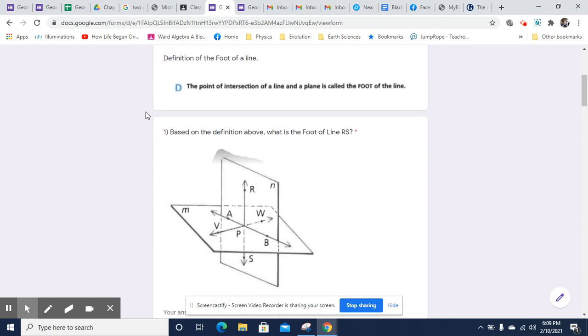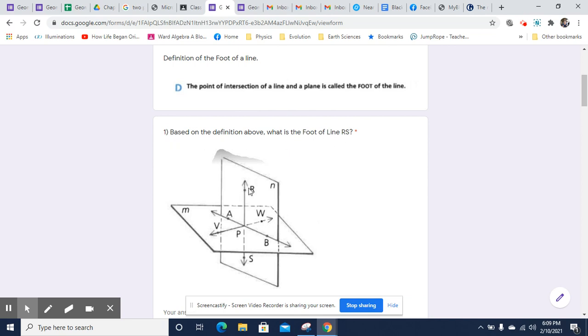So the first thing you'll want to do when you read these is I'm going to introduce a few definitions, and I want you to consider them and see what you make of them. So the first thing is a new definition. It's something called a foot of a line. So if a line intersects a plane, the place where it intersects the plane is called the foot of the line. And so based on the definition above, what is the foot of line RS?